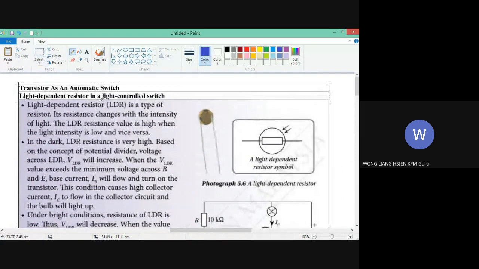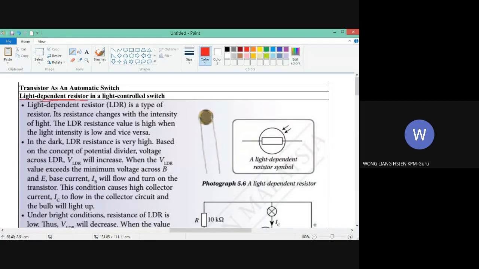Transistor as an automatic switch. How is it that the transistor can function as an automatic switch? We have a light dependent resistor with a light control switch. So let's look at this light dependent resistor.